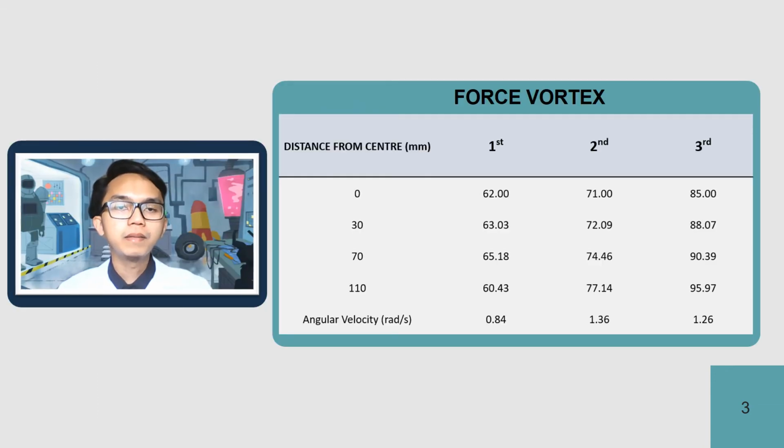Next, the experimental data for forced vortex. First we calculate the angular velocity, with the unit radians per second, and we calculate the value of h for each distance from the center. The result can be seen in the table.